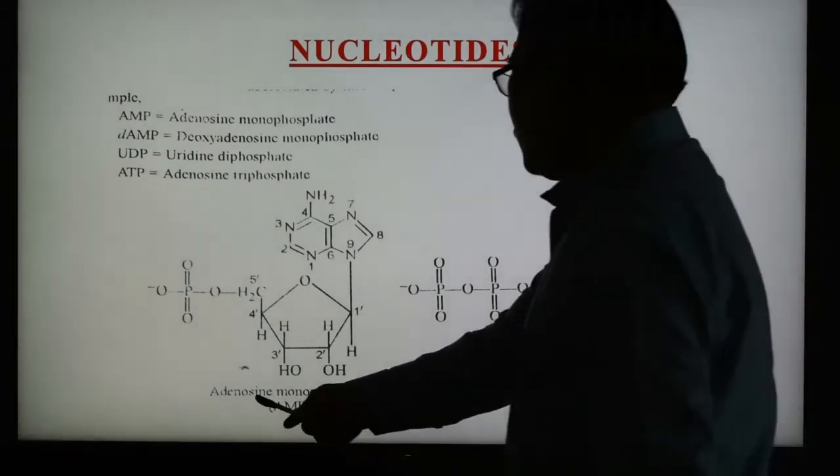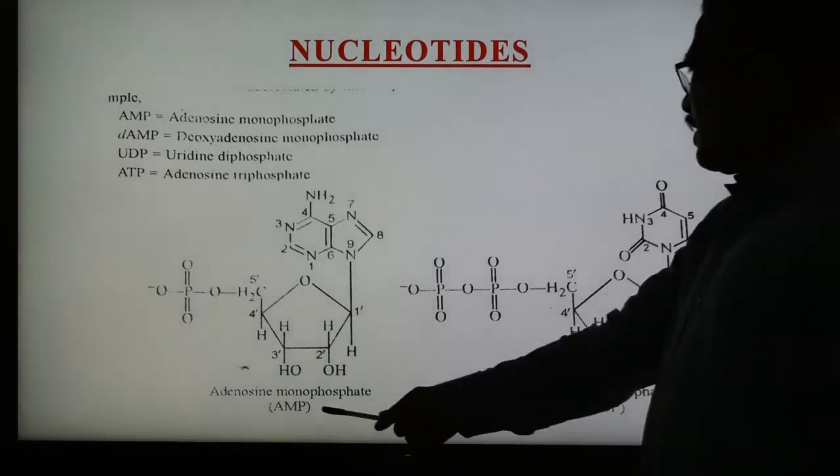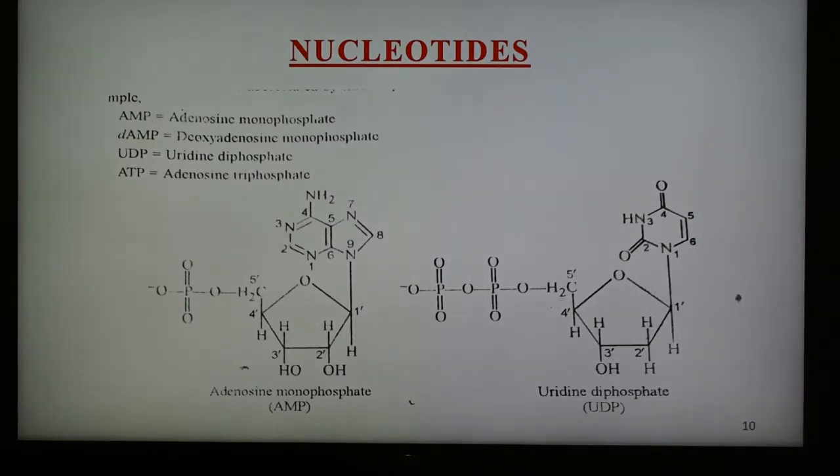This is the structure of adenosine monophosphate, and this is uridine diphosphate. This is AMP, this is UDP. So the structures of these two nucleotides are shown here. And also, as we know, di, tri, oligo and polynucleotides are obtained by joining together 2, 3, up to 10 and even thousands of nucleotides through the phosphodiester linkage between the 5th and 3rd carbon atoms of the pentose sugar.